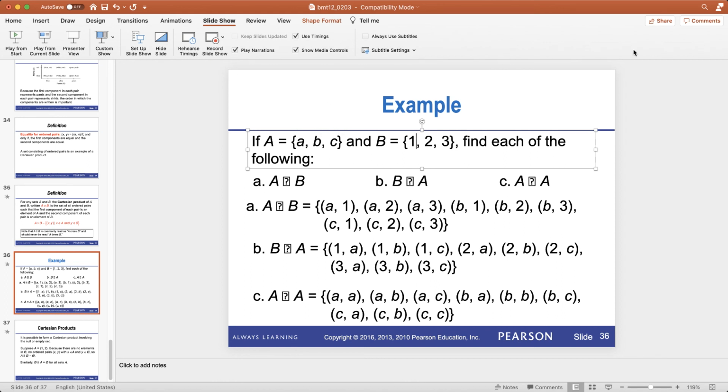So the order matters, like the XY, if you can think of it as a coordinate plane. The first one has to go first, the second one goes second. And so that's why A cross B and B cross A in this example are different, right?